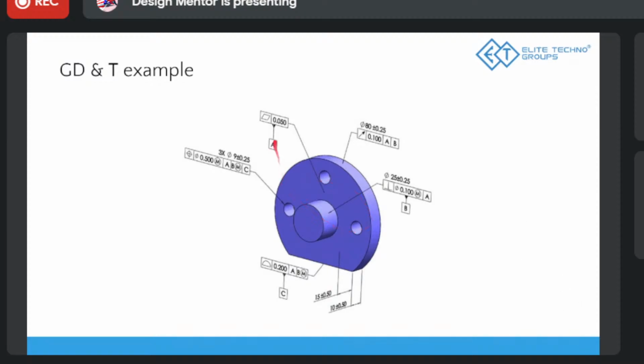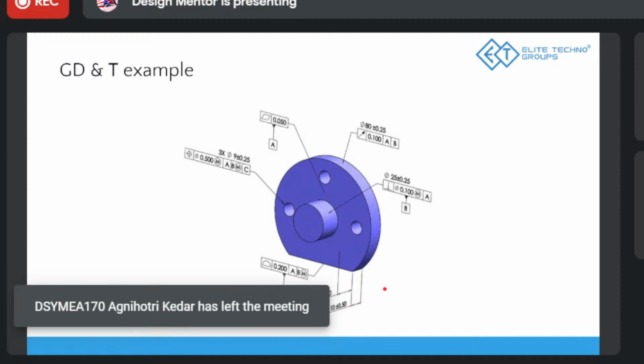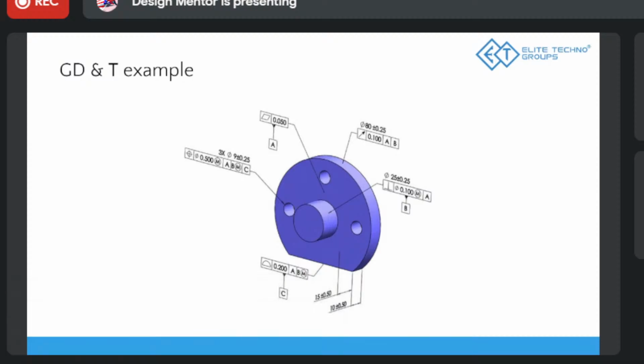Then the consideration is that this part is 10 mm thick and it can be plus minus 0.5 mm. So it could be 10.5 or 9.5 mm thick, between those two values. And the straightness should be within 0.05. So if we place two lines on the surface, it should be between those lines. It shouldn't go elsewhere. So that is one thing we've learned.